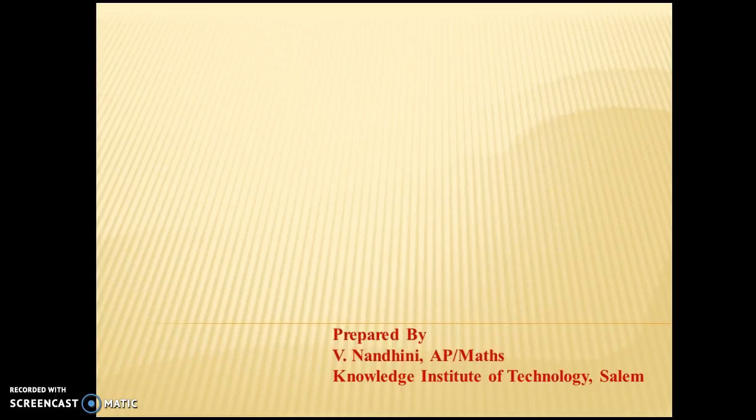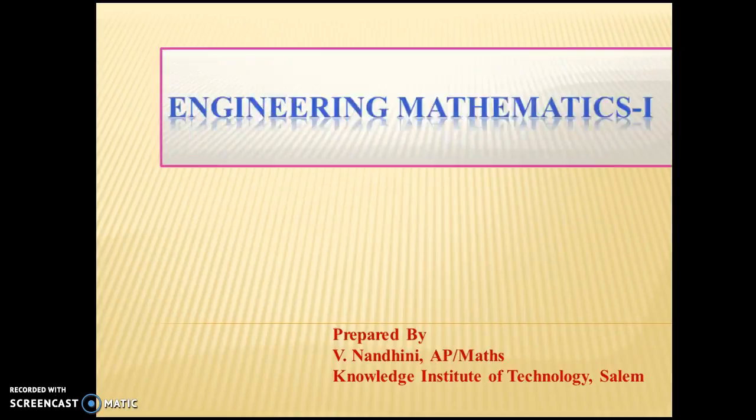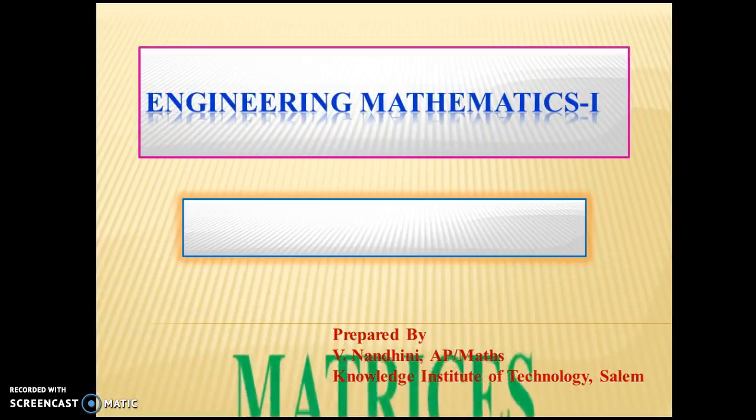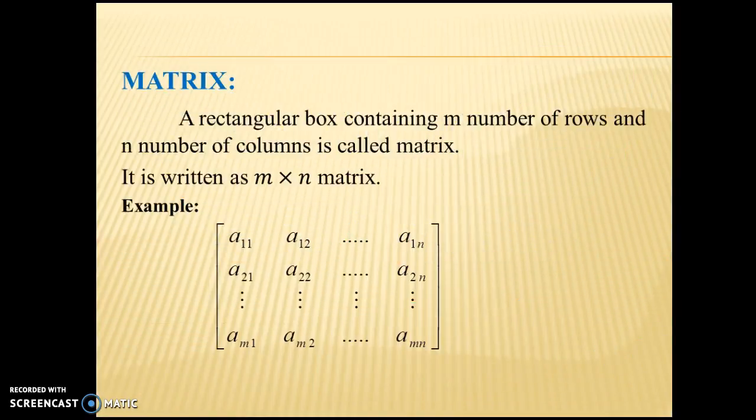Today, let us discuss the topic matrices. In matrices, first let us see the definition of matrix. A rectangular box containing m number of rows and n number of columns is called a matrix, which is written as m cross n matrix. The below are examples of matrices. This matrix is containing m number of rows and n number of columns. This is an m cross n matrix.